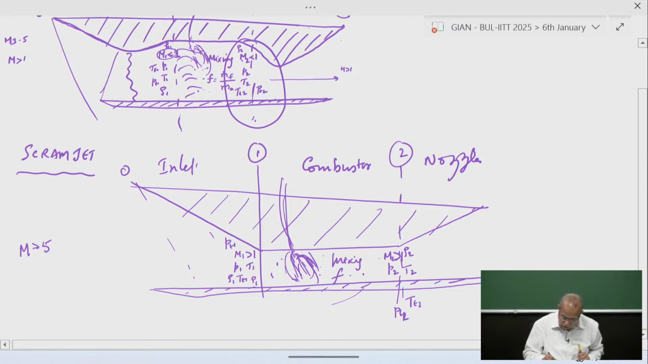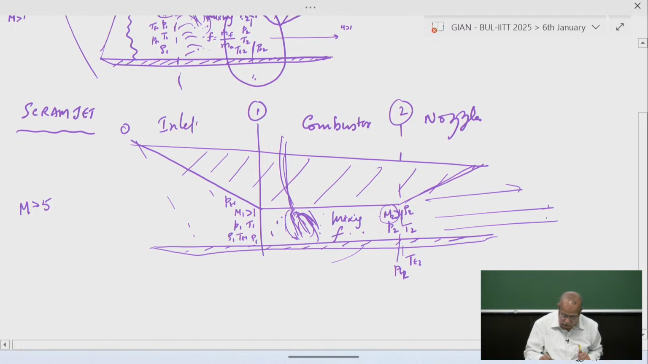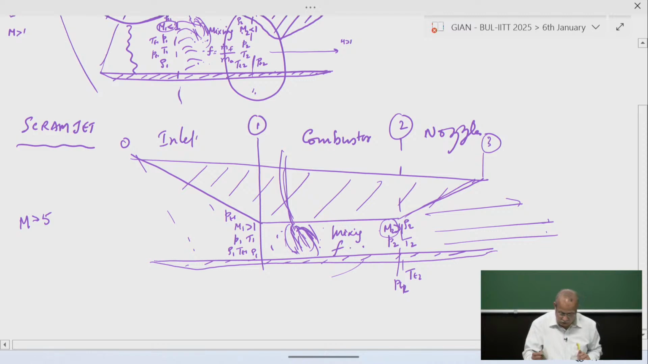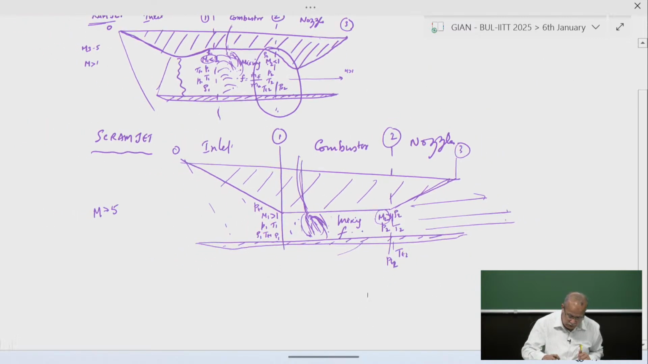Since the flow is supersonic here, we have a diverging nozzle, which causes the flow to accelerate and to leave the nozzle and to produce the thrust. Some of the common things I just want to pick up at this particular point here.